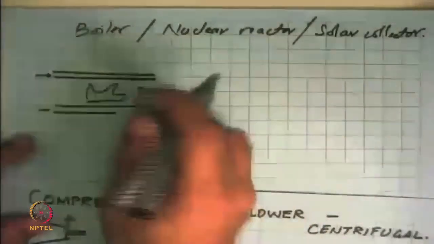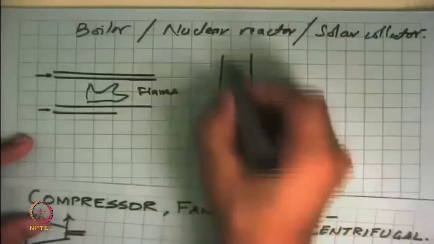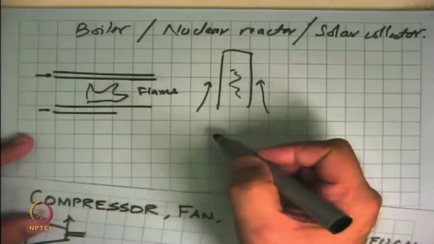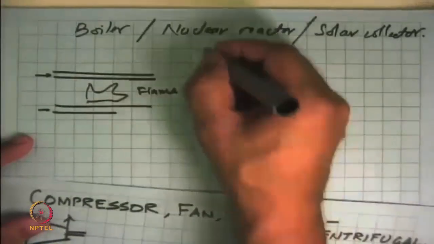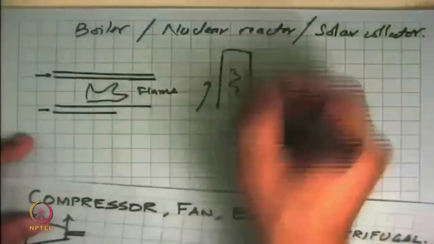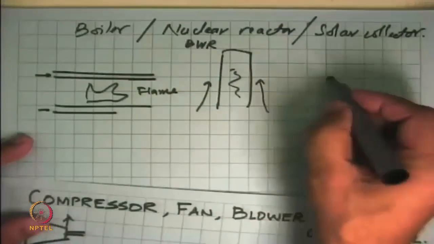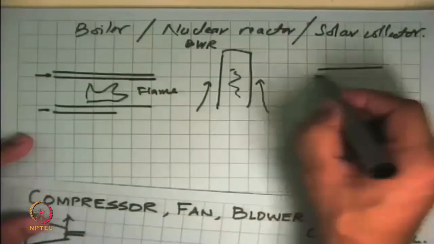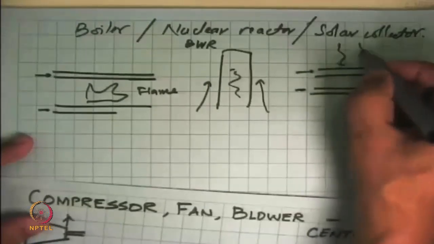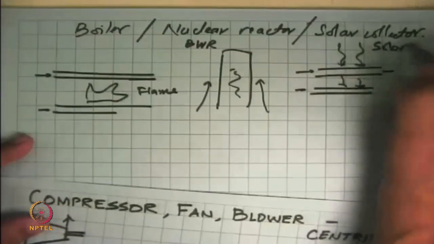In the nuclear reactor, the heating takes place because you have a fuel rod in which heat is being generated, and outside this, the coolant is going out, and this coolant gets hot and comes out. This could also result in phase change if it is a boiling water reactor, a BWR. And a solar collector, you could have a bunch of tubes in which this fluid is flowing, and they are just getting heated from the outside by solar radiation.